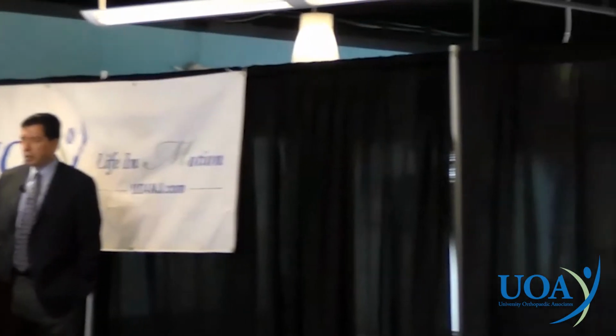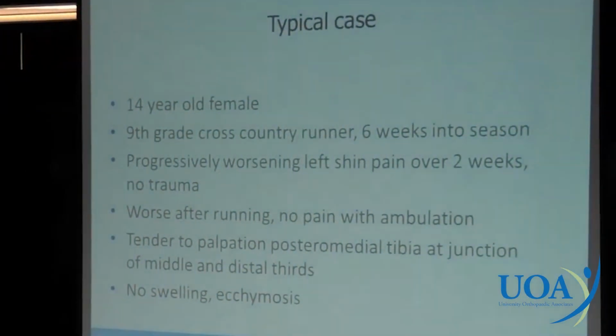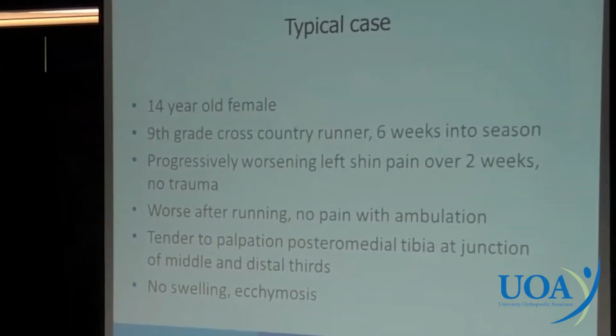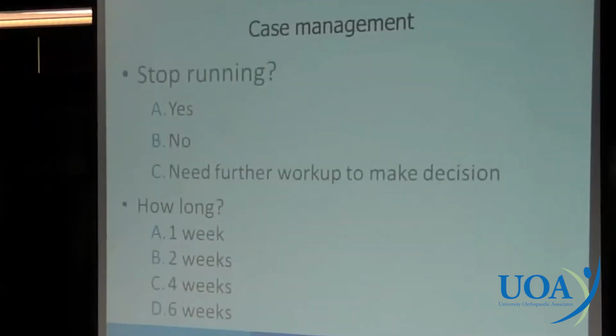So, going to more clinical picture, this is typically what I'll see around the third week of September. A 14-year-old girl who comes in, she's a ninth grader, has gone out for cross country, and her shin has been hurting for about 2 weeks. It's worse after running. It's starting to get progressively worse, but she can walk around school without any pain. When I examine her, she's tender to palpation, posterior medial tibia, usually the junction of the middle and distal third is what I find. No swelling, no ecchymosis. It's pretty routine, but she's concerned, parents are concerned, and trainers are concerned.